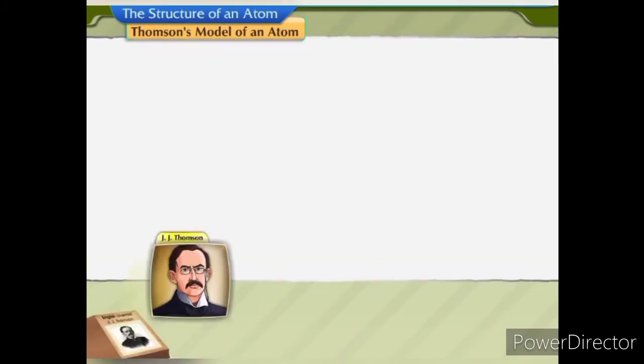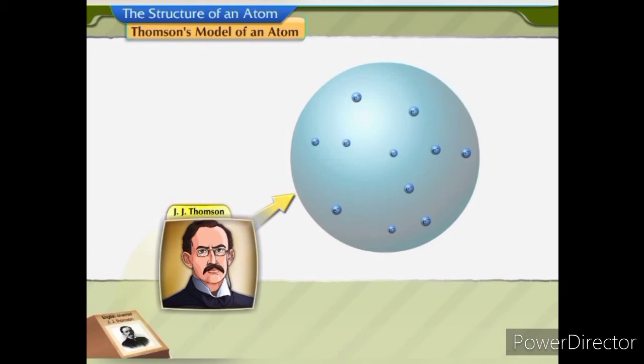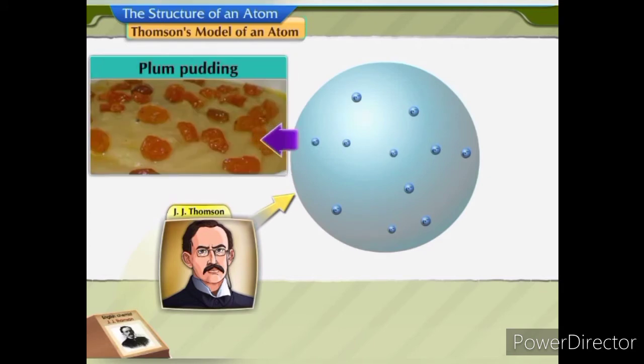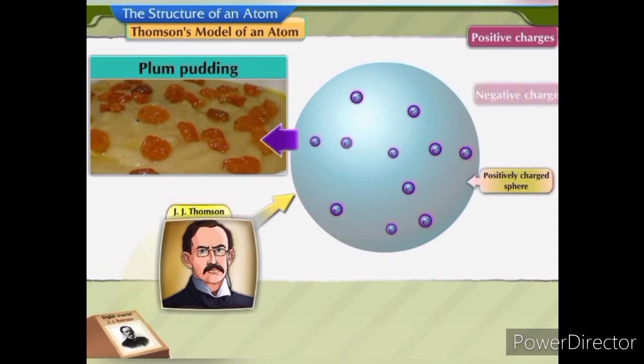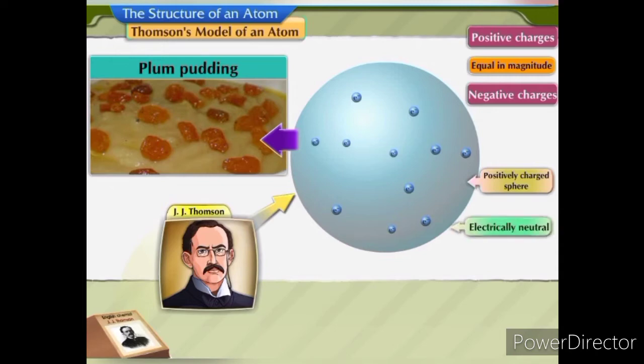Thomson's model of an atom. Thomson proposed a model of an atom to be similar to a plum pudding. He proposed that an atom consists of a positively charged sphere where the electrons are embedded in it. The positive and negative charges are equal in magnitude. So, the atom as a whole is electrically neutral.